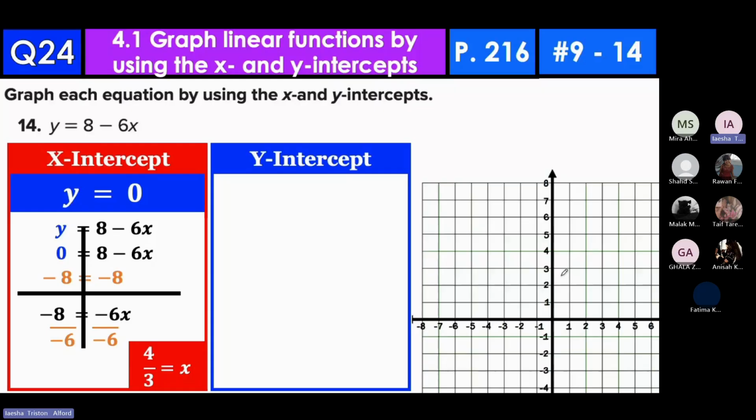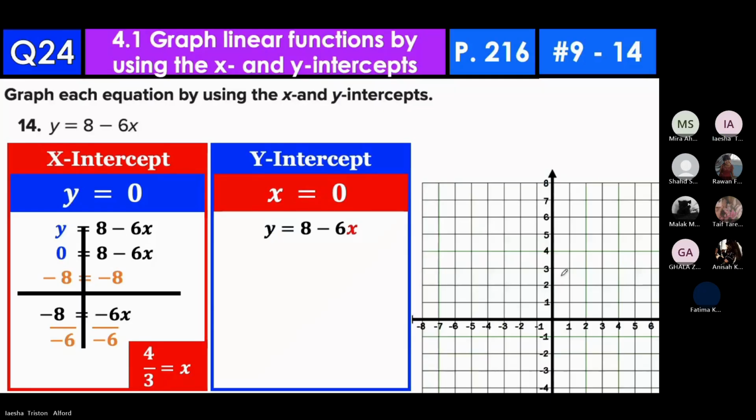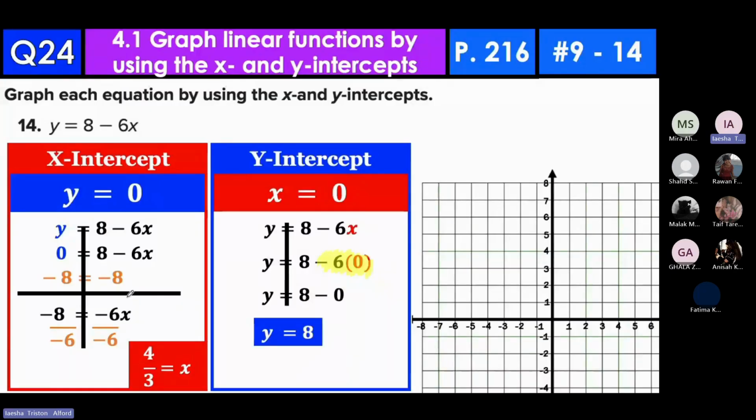Your y-intercept means x should be 0. Write the equation. Do not write x, put parentheses and 0. Here, you're doing negative 6 times 0. Multiply, gives you 0. 8 subtract 0 gives you positive 8. So only that.